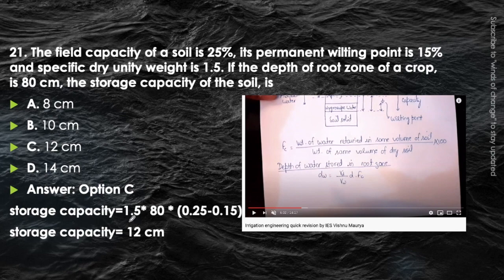Now storage capacity is obtained from here, since specific dry unit weight is 1.5, which is given here, into root zone depth, that is 80 cm present here, and field capacity minus permanent wilting point, that is 25% minus 15%, so it will be 10%. So the answer comes out to be 12 cm. Okay, 12 cm is the storage capacity of the soil.